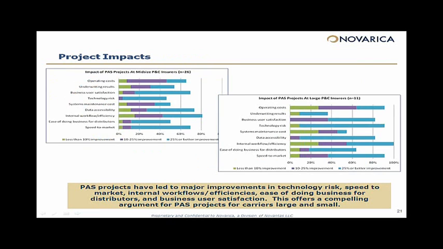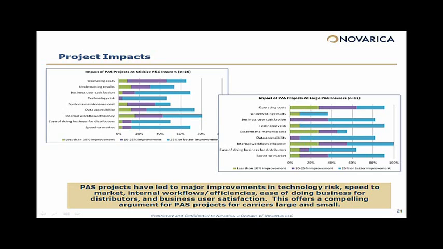We also asked about project impacts. So after the policy admin solution was implemented into production, really what were the benefits that you received? And we found that the major improvements were around technology risk, certainly, speed to market of new functionality or extended functionality, more efficient internal workflows, and ease of doing business for both distributors and end users.